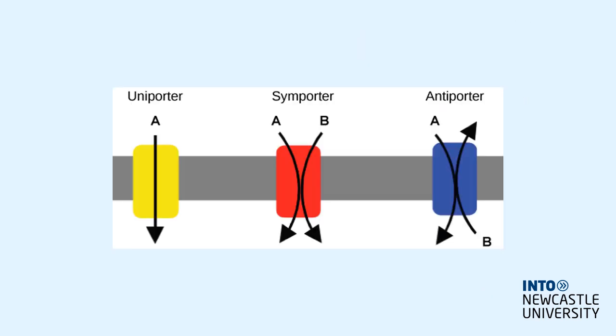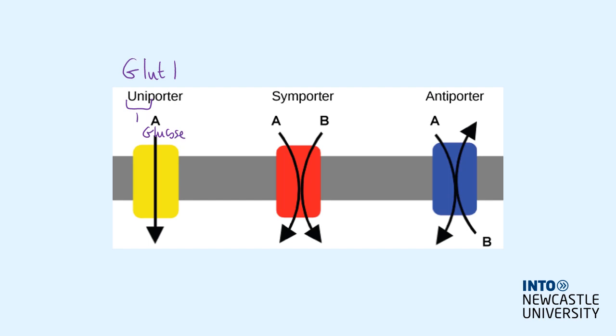One last thing to mention when we're talking about carrier proteins across the membrane is you get different types of carrier proteins and pumps. GLUT1 is an example of a uniporter. Uni means one. So all it means is it just lets one material pass through the membrane. So in this case, glucose will pass down its concentration gradient.